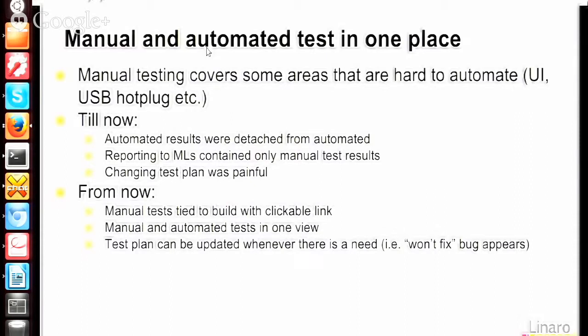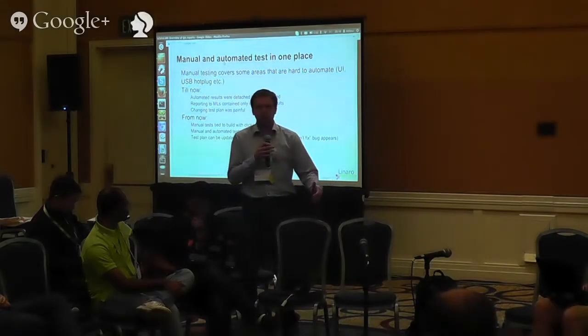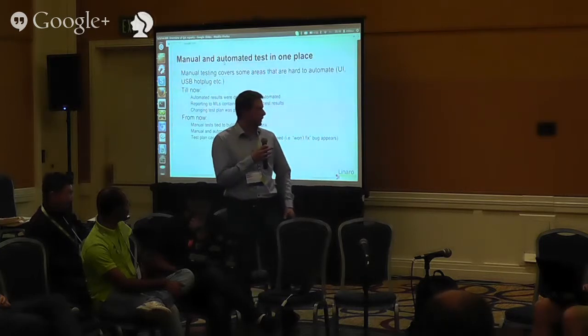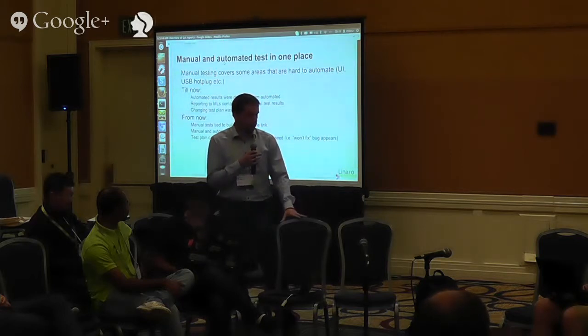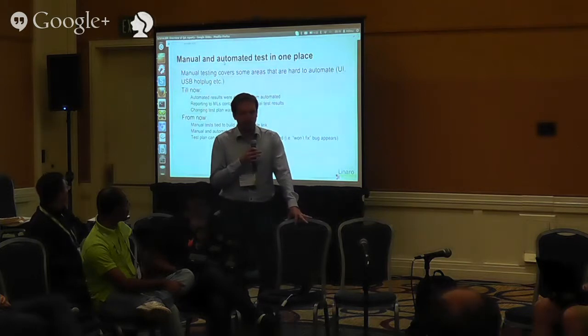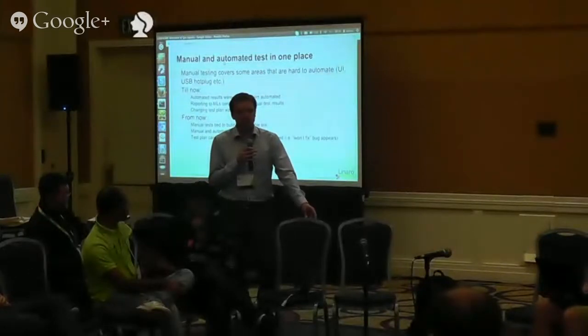Before I started this effort, those results were totally detached. There was not an easy way to find out which build was tested manually and which automatically, and connecting those results was close to impossible. Now I managed to put it all together, and I think Chase is not here, unfortunately, but we did reporting for Panda board Ubuntu builds last month using this tool.